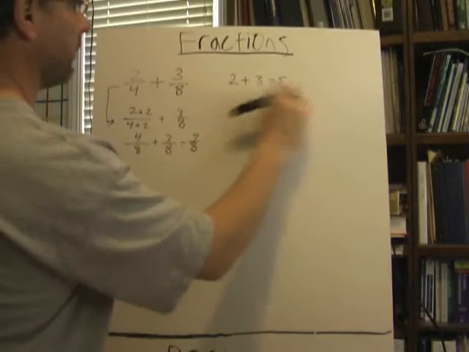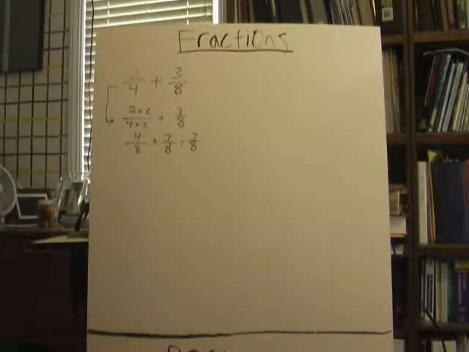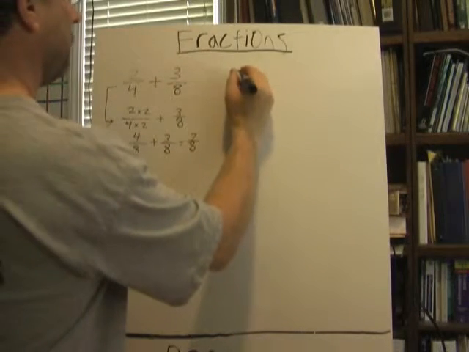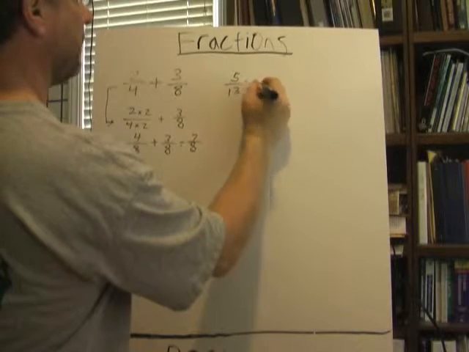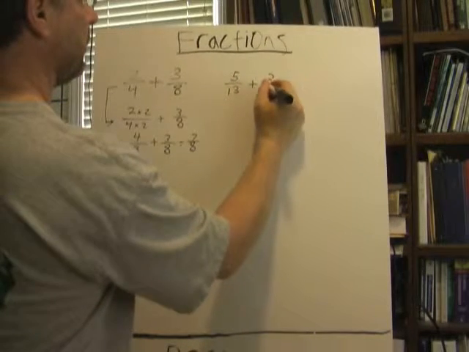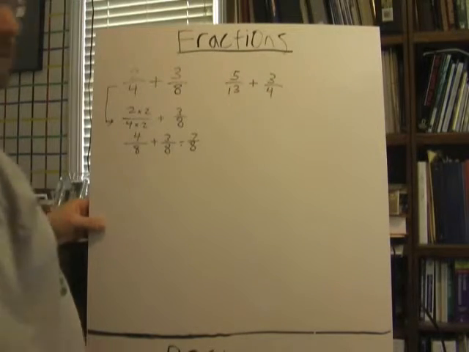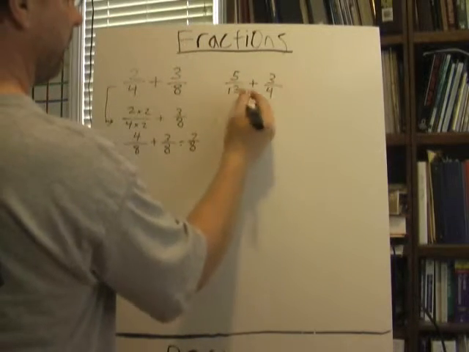The next thing I'm going to do is erase this simple problem and go over a little bit more difficult problem here. Let's see, 5/13 plus 3/4. For this one, what we have to do is find a common denominator.